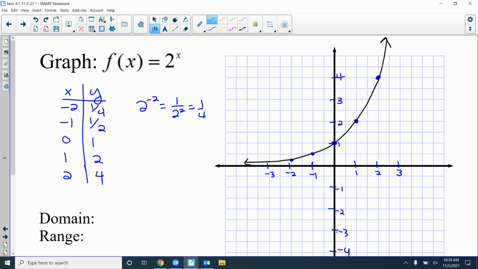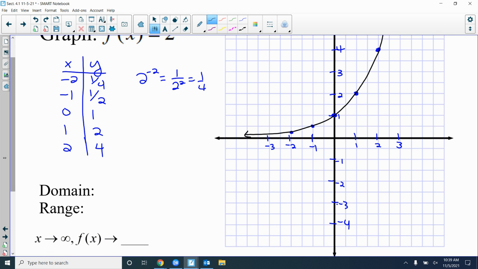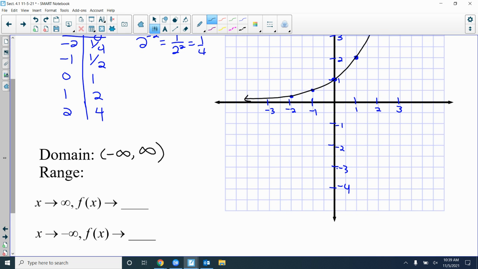Domain. Is there anything we can't plug in? Everything works, right? You plug in 0, you get back an answer. You plug in a negative number, you get back an answer. Your domain is all real numbers. Range. What's our range? 0 to infinity. Does it include 0? Nope. 0 to infinity.